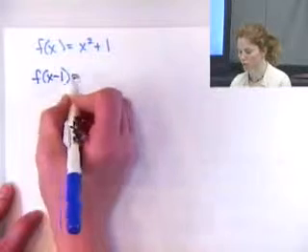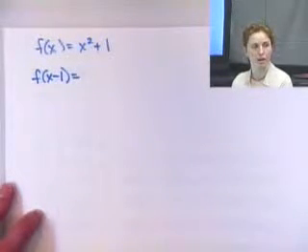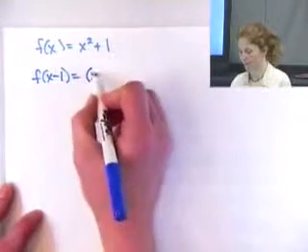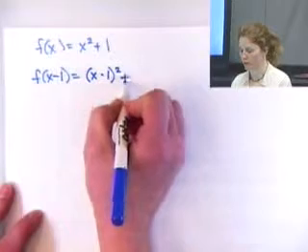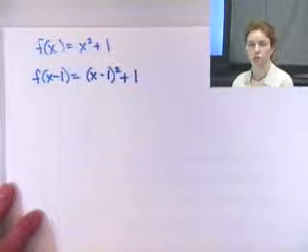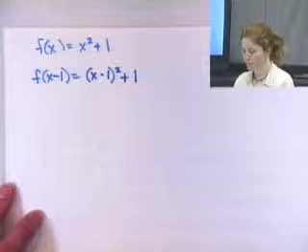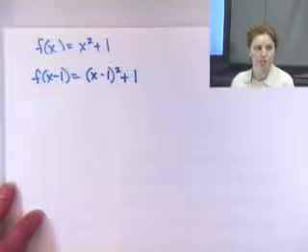So f of x minus 1 is equal to what? Using my closed form, it's x minus 1, quantity squared, plus 1. That's just using my closed form definition. So this is the cheap trick.